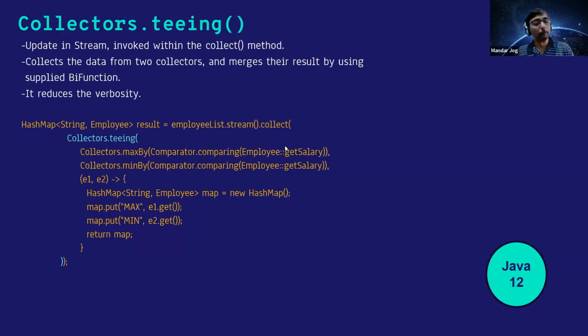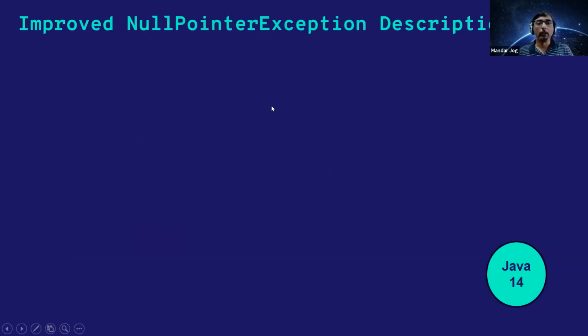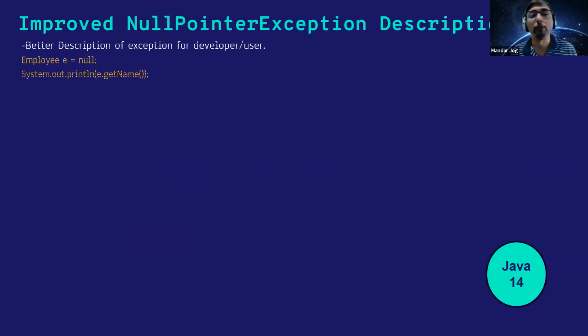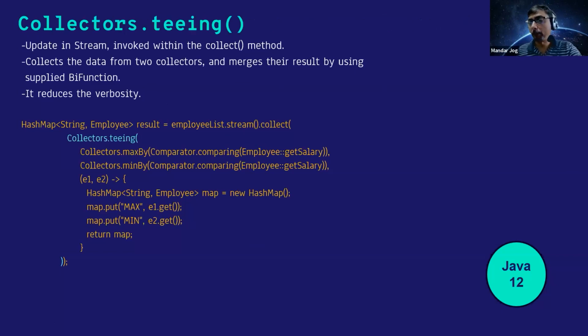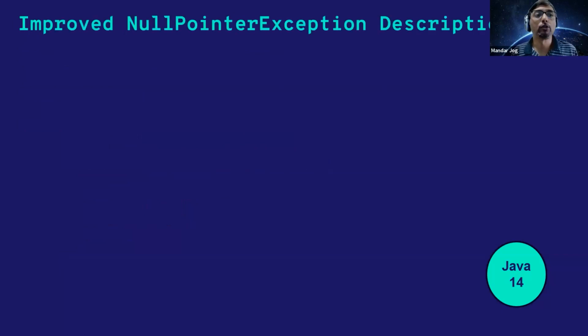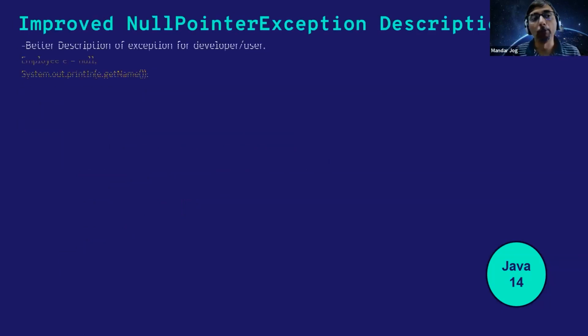Okay. So we covered Java 9, Java 10, Java 11, Java 12. I have 5 more left and it's already 6:38. Let's see. Improved null pointer exceptions, which was launched in Java 14. After Java 12, I jumped to Java 14 because there is not much launched in Java 13 as far as developers are concerned. Java 14 talks about improved null pointer exception description. As I mentioned, it is a better description of the exception for developers or users.